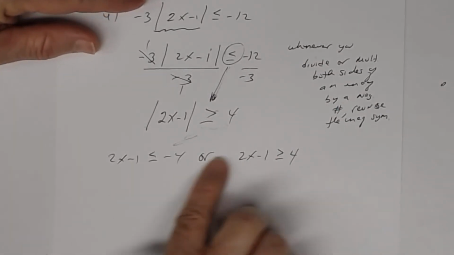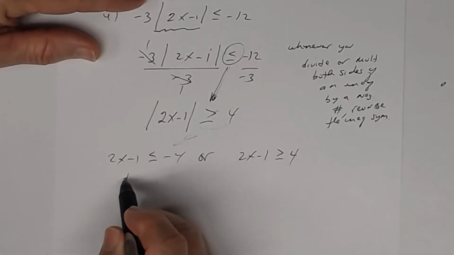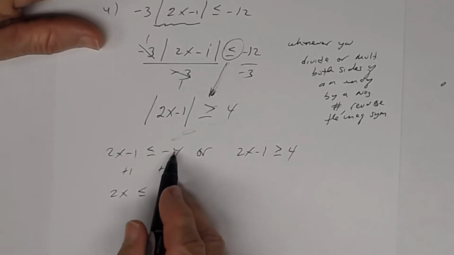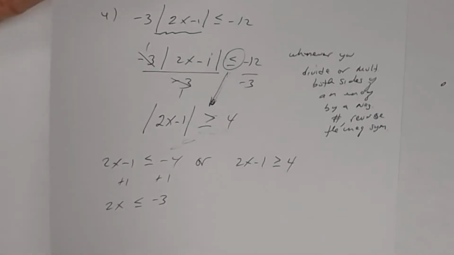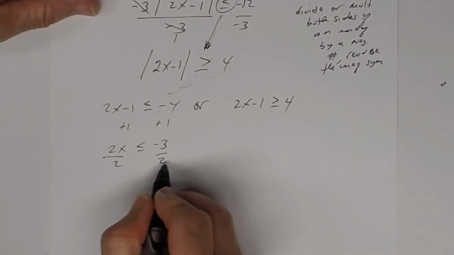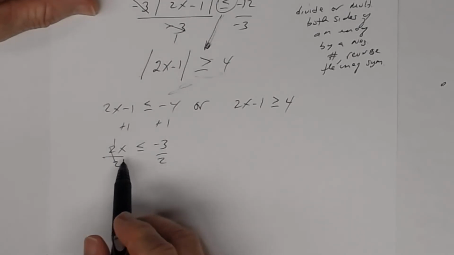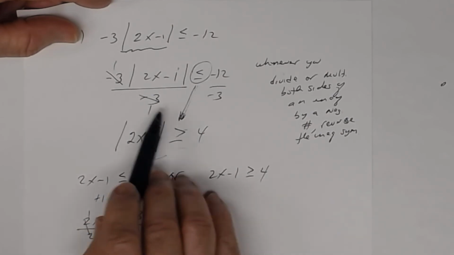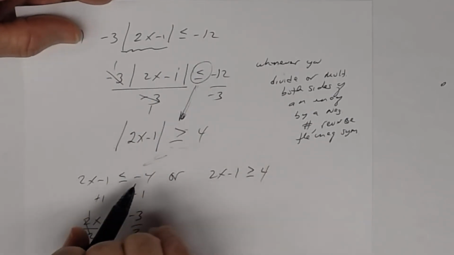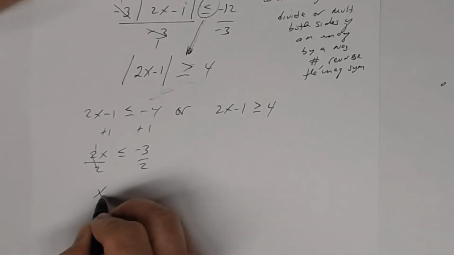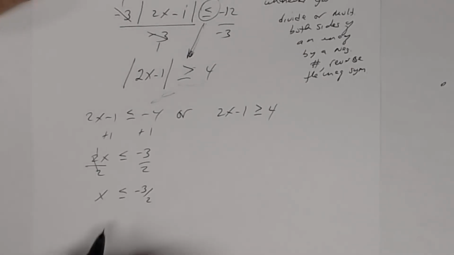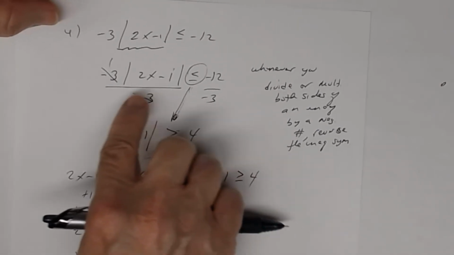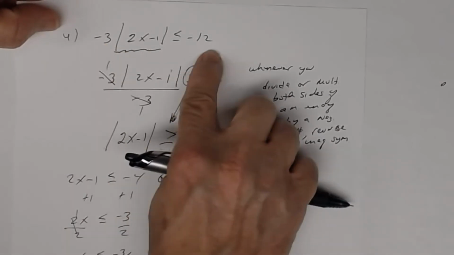Now I'm going to solve each linear inequality. I'm going to add 1 to both parts here. So I get 2x is less than or equal to negative 4 plus 1, which is negative 3. And then I'm going to divide both sides by 2. The solutions to the original inequality are all the same, and they come from here. X is less than or equal to negative 3 halves. So anything less than or equal to negative 3 halves is a solution to this inequality.